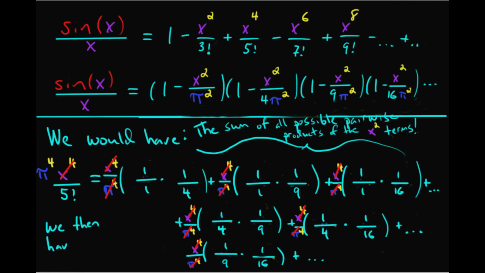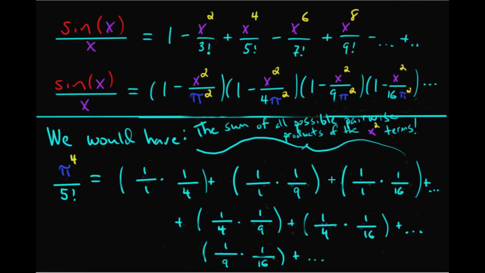Well, what does that then give us? We get that pi to the fourth over 5 factorial equals this very interesting sum, the sum of the products 1 over 1 times 1 over 4, plus 1 over 1 times 1 over 9, plus 1 over 1 times 1 over 16, plus dot, dot, dot, and then plus 1 over 4 times 1 over 9, plus 1 over 4 times 1 over 16, plus dot, dot, dot, plus 1 over 9 times 1 over 16, plus 1 over 9 times 1 over 25. We've got the sum of all possible pairwise products of the reciprocals of the squares.